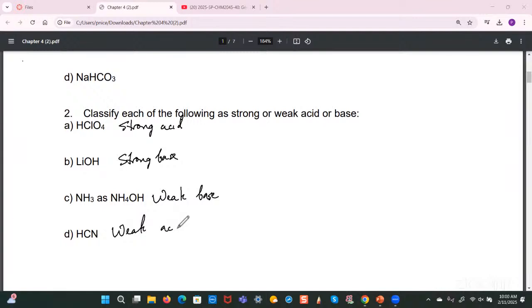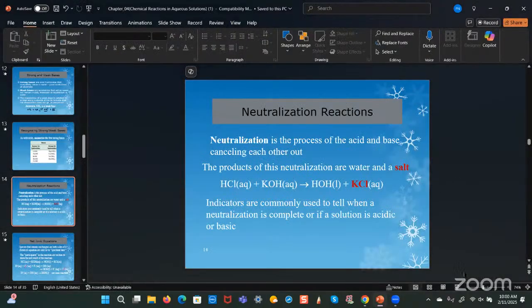It's very important that you're able to identify these different types of acids and bases, all right? Okay, so now that we have done questions 1 and 2, let's continue our discussion. Let me clear this, and then move on to the next topic in the PowerPoint.